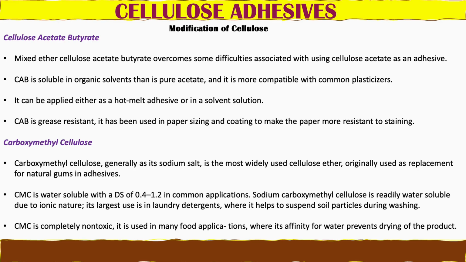Next is our carboxymethyl cellulose. Now CMC, or the carboxymethyl cellulose, in its sodium salt form, is used widely. It is the widely used cellulose ether. Of course, it is water soluble, but it was originally used as a replacement of natural gums in adhesives. It's no longer being used as an adhesive per se. It is still used in adhesives as a thickener. So not as an adhesive, but of course as a thickener in adhesives.